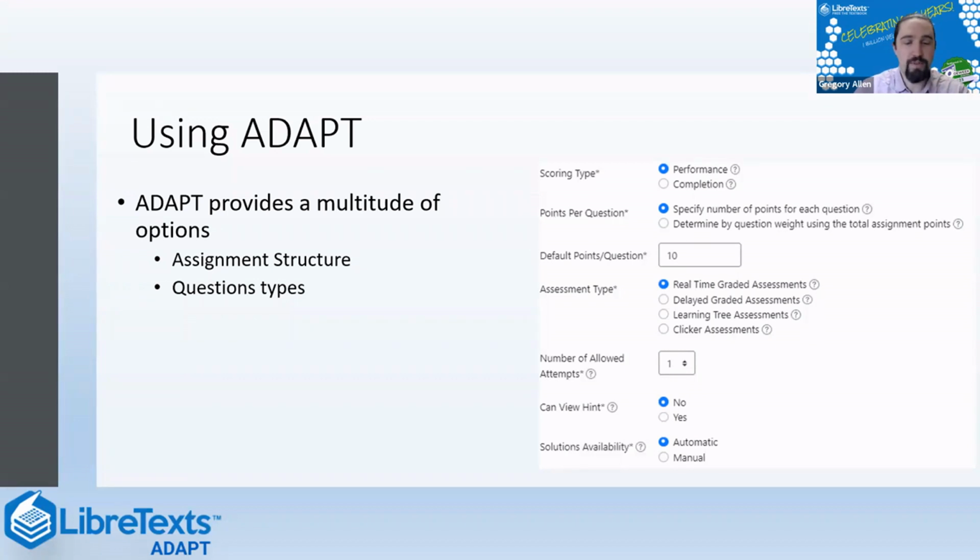Can they view a hint? So if they get stuck, you can get a hint that might say, oh, think about doing this, or make sure you're checking this. And then the availability of solutions. So there's really just, in these 5 categories, a multitude of options that you can do.